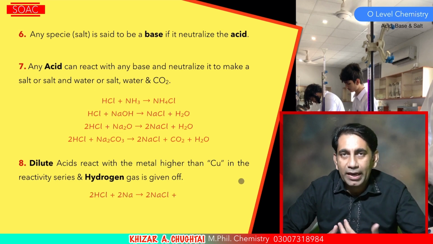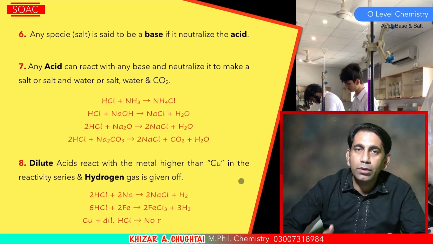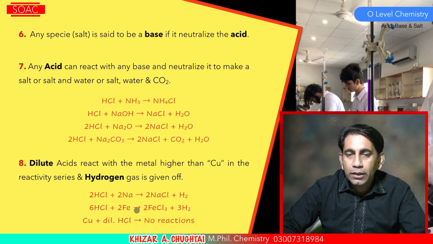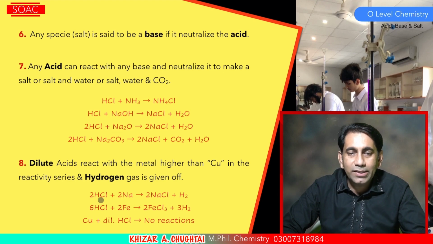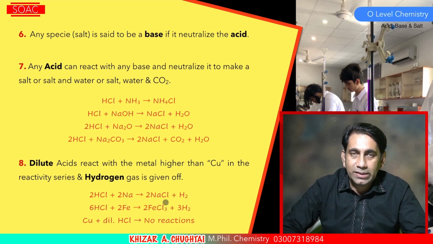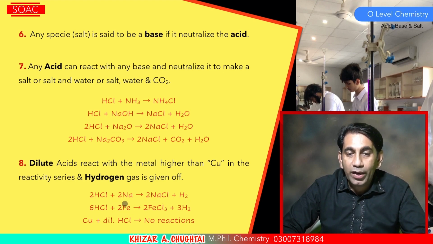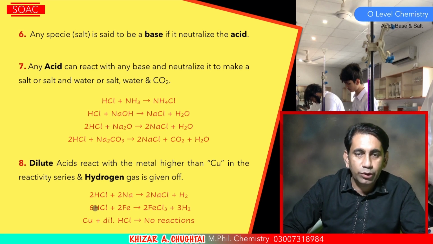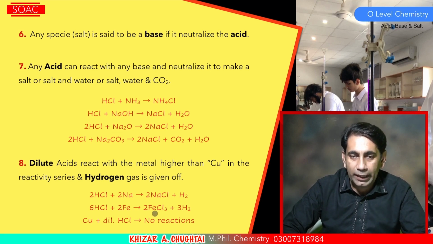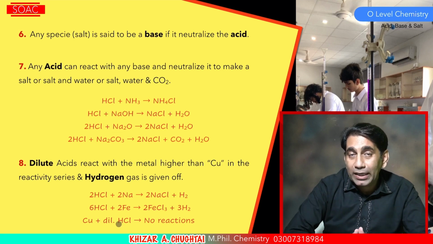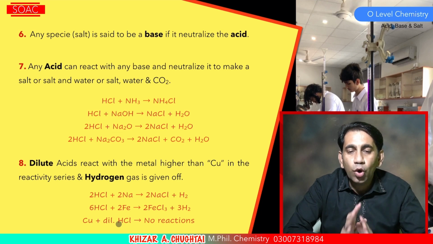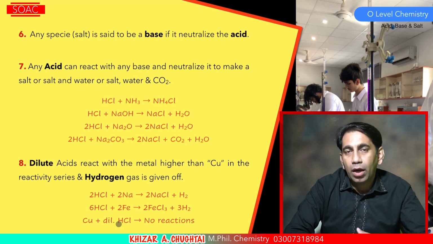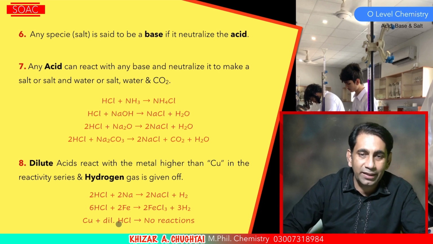Dilute acid reacts with the metals that are more active than copper to make hydrogen gas. For example, sodium is a more active metal than copper. When it is allowed to react with HCl, it's going to make hydrogen and salt. Same is the case with iron. When iron is allowed to react with dilute HCl, it's going to make hydrogen and iron chloride. And if copper is allowed to react with the dilute acid, there is no reaction. There is no formation of hydrogen gas in this case.